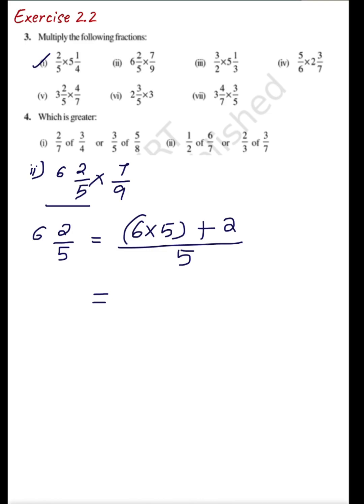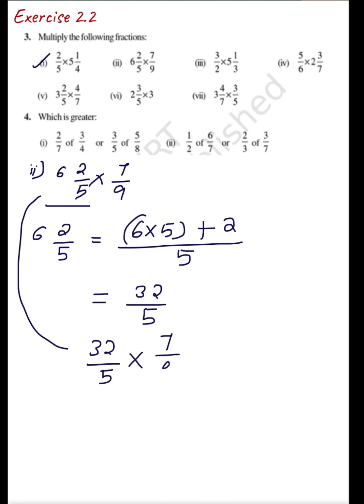So what will be the answer? What is 6 into 5? It's 30. 30 plus 2 is 32. So you will get it as 32 by 5. Now our question was 6 2 by 5 into 7 by 9. So it has now turned into, instead of 6 2 by 5, you can write it as 32 by 5. So 32 by 5 into 7 by 9.